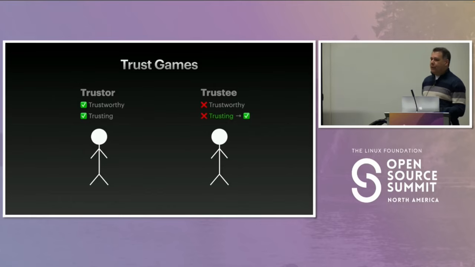But the same is not true for the trustee. So the trustee does not have to be trustworthy. For example, you can do business with someone who supports a different sports team from yours, right? You know that their sports team is not as good as yours, but you still can do business with them. So the trustee does not need to be trustworthy. But what you're trying to change is for them to go from not trusting to trusting. You want the trustee to trust you. And that's how you want to start building trust.